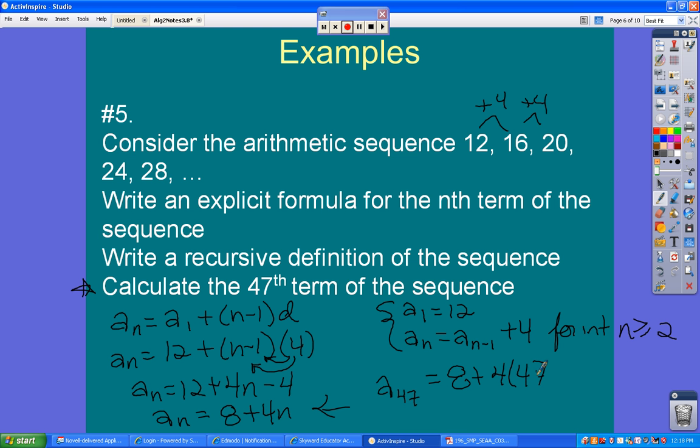4 times 47. Oh, calculator, don't let me down. Plus 8. Looks like 196. Tell me if you get something different when you come back to class.